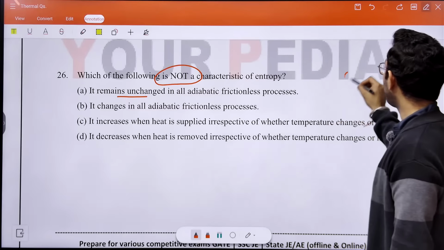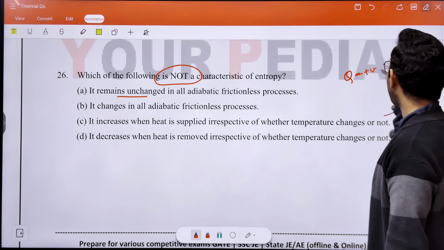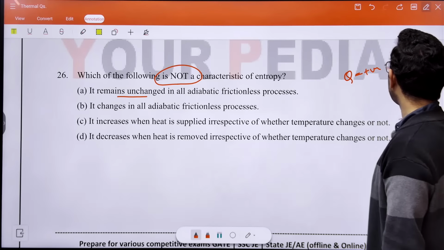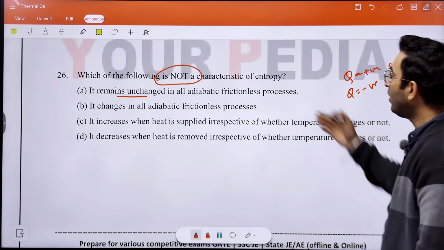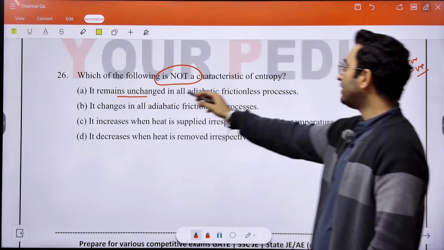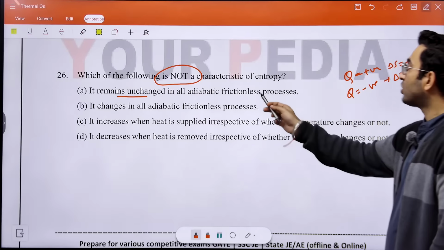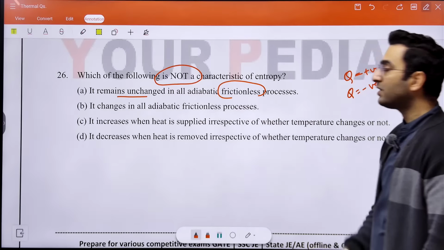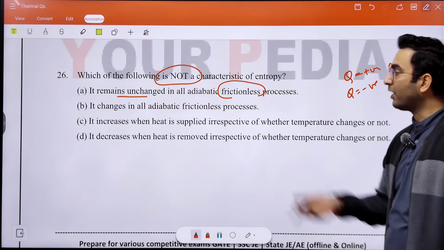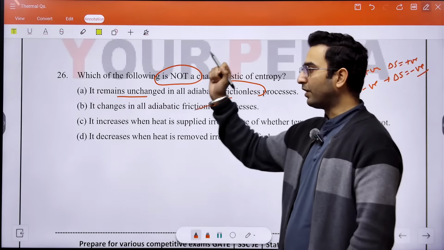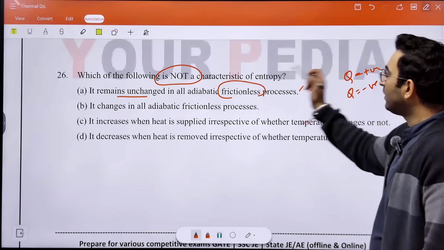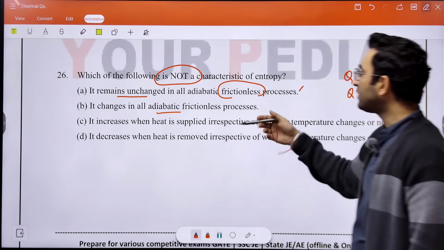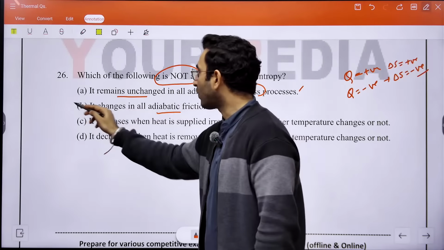So you have to remember first, whenever heat transfer is taking place, if heat addition is there, entropy is going to increase. If heat addition is negative, the entropy change is also going to be negative. Remember those conditions. Let us see the first option: it remains unchanged in all adiabatic frictionless processes. Here we are specifying a frictionless process, so it is talking about a reversible process. So option A is a correct one, because a reversible adiabatic process is an isentropic process. The statement that it changes in all adiabatic frictionless processes is a wrong statement.